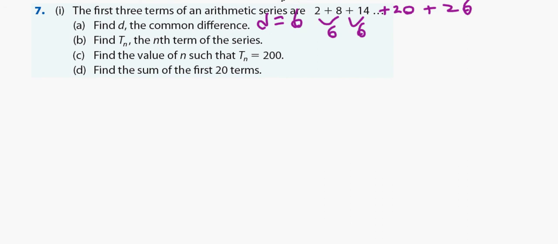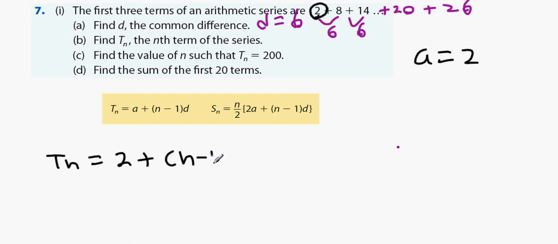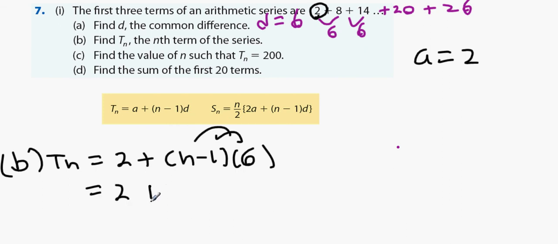Okay, find Tn, the nth term of the series. Just paste this in here. So we know that Tn is the nth term of the sequence, so Tn ends up being A plus n minus 1 times D. We know that A is 2 because it's the first term. So we get 2 plus n minus 1 times 6. This is part B. Multiply it out, and we get 2 plus 6n minus 6. And we get 6n minus 4 for Tn.